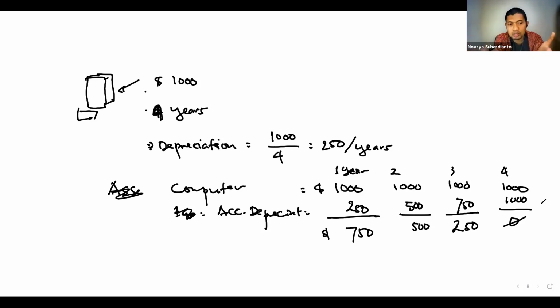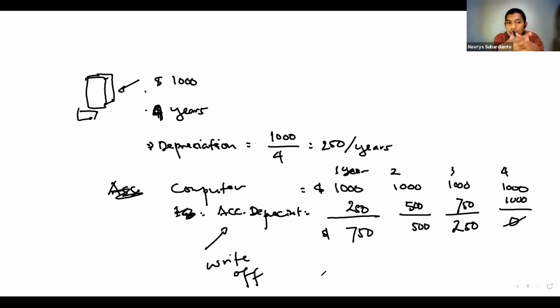If the computer is still good, is still working, and you want to use that computer, then you can write off this accumulated depreciation to start from zero again. But this topic will be discussed later after the midterm in the topic of fixed assets.